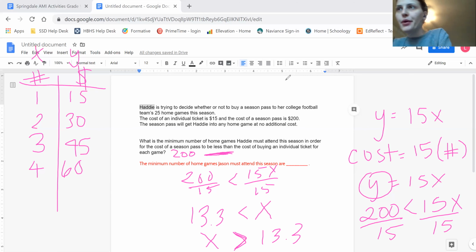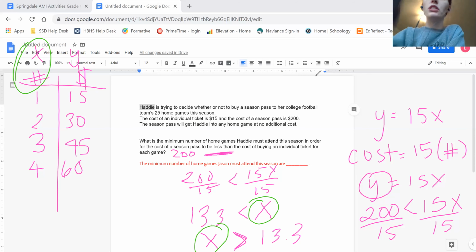Now, I don't know how she's going to go to 13.3 games because x is the number of games she goes to, right? So she can't go to 13.3 games, so she has to go to one more than that. So she needs to go to the minimum number of home games Hattie must go to is 14. And then you can explain why.